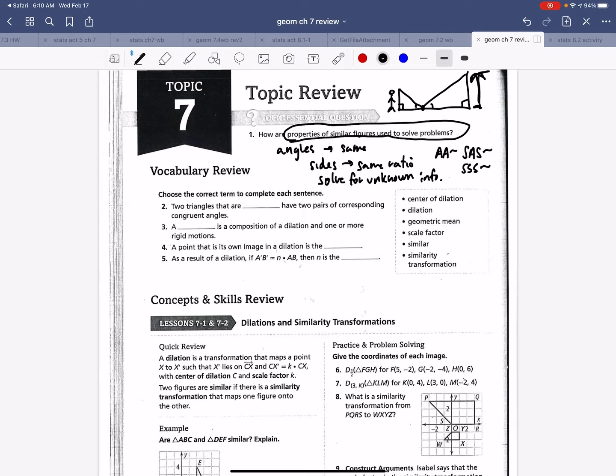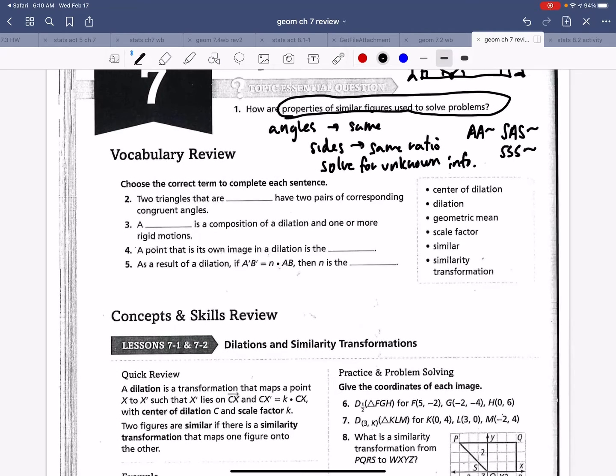Okay, so two triangles that are blank have two pairs of corresponding congruent angles. Two triangles that are similar, right? And this is true because of angle similarity. A blank is a composition of a dilation and one more rigid motion. So that would be a similarity transformation.